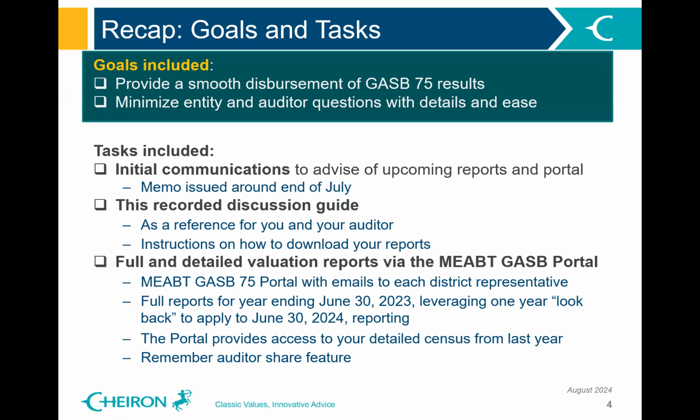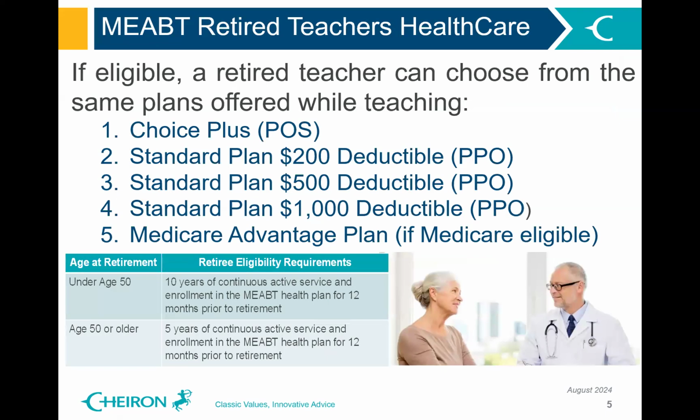Right now, the full valuation reports are being used for June 30th, 2023. And they refer to a look back process, so that the June 30th, 2023 process actually applies with a 1-year look back to the June 30th, 2024 reporting. We also keep access for you and your auditors to your detailed census, but it will be from last year. And then you can use that auditor share feature. So those are our goals today.